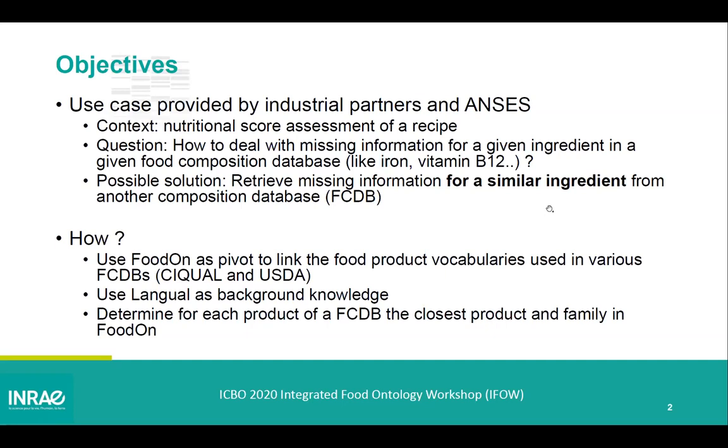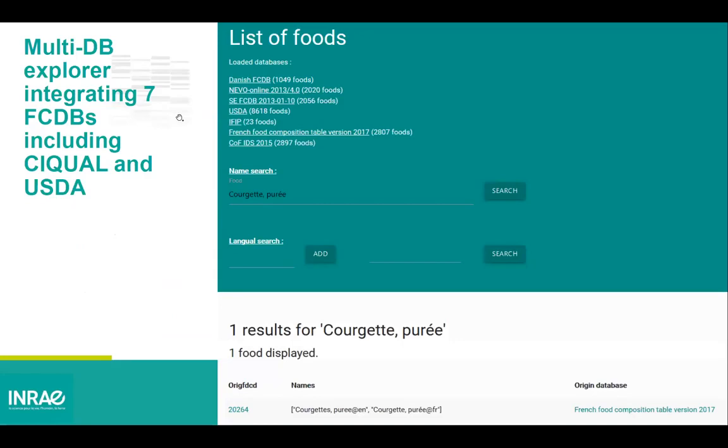Here in this slide, you can see a screenshot of a prototype we call the MultiDB Explorer. In this web app, we integrated 7 FCDBs, including SQL and USDA. And you can see here that we can query this integrated database using a name of a food product. I put a French term, courgette purée. And in the bottom of the slide, you can see that we found one result coming from the French database, namely SQL.